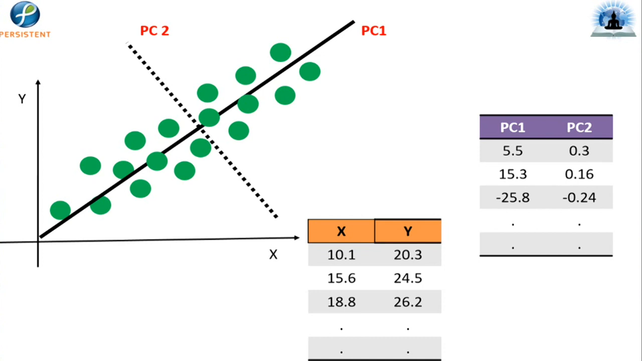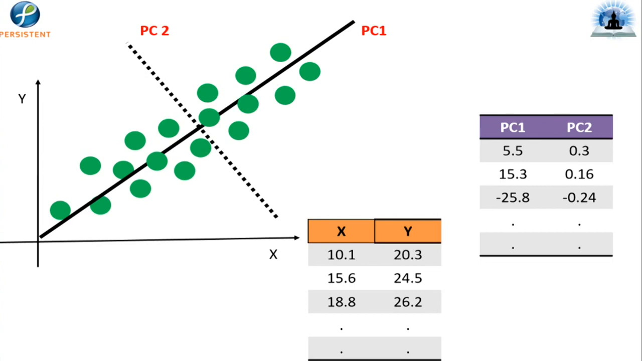So, PC2 is an orthogonal axis to PC1 going through its mean. My PC1 new values will be 5.5, 15.3, minus 25.8 kind of thing, and on PC2 I have very small numbers: 0.3, 0.16, minus 0.24. This is nothing but the height of each data point from PC1.